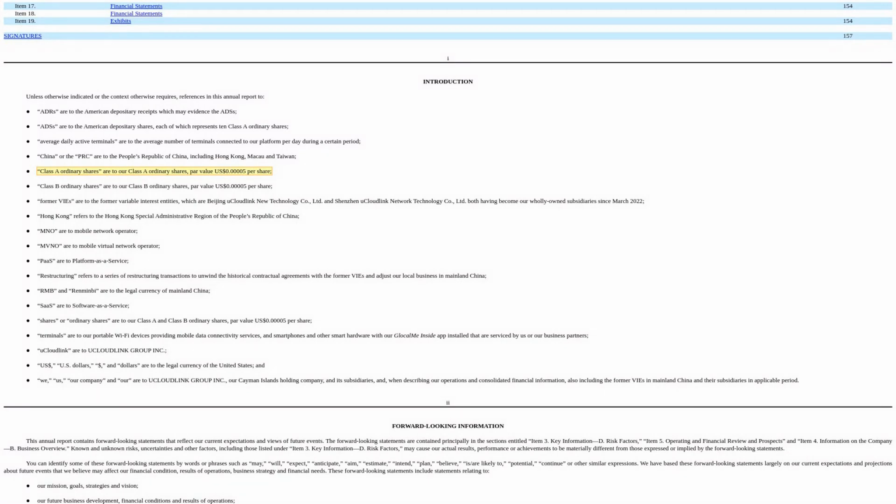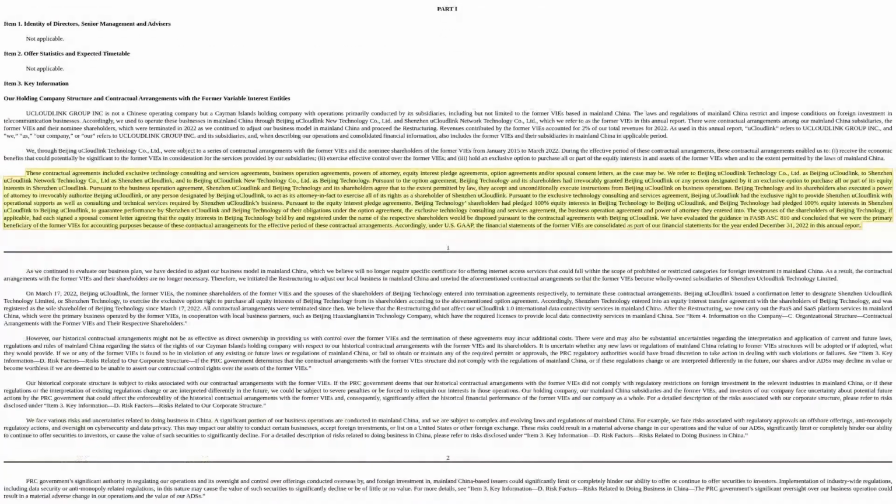Let's dive into the numbers. For the year ended December 31, 2022, parent had revenues of zero, cost of revenues also at zero, gross profit at zero, operating expenses at negative $4.3 million, and net loss at negative $19.8 million. Okay, that was a look at selected financial data.